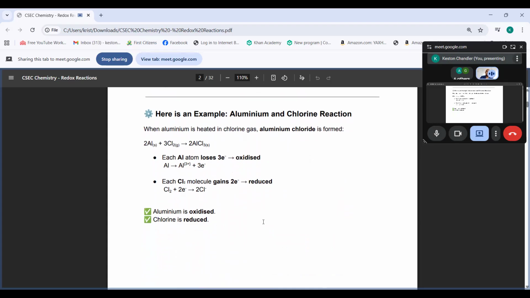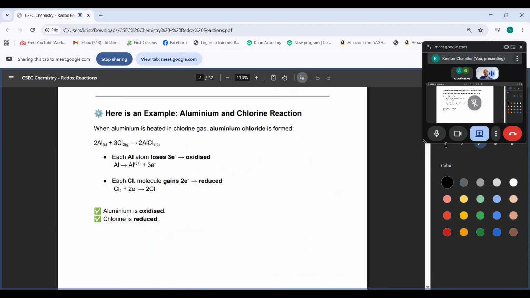Now, this is better understood with a number of examples. So I have a couple examples listed here to show you exactly what we're talking about. If we look at, for example, the aluminum and chlorine reaction. When aluminum is heated in chlorine gas, aluminum chloride is formed, similar to the sodium chloride. The difference here, though, is that aluminum has 3 electrons on its outer shell. So it loses these 3 electrons. And when it loses these 3 electrons, we say that it is oxidized, because oxidation is loss. Loss of what?